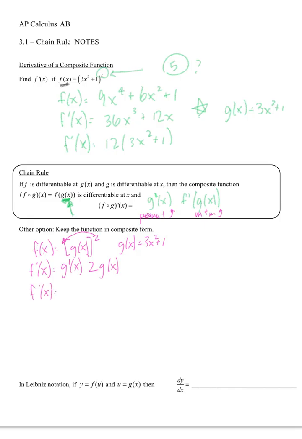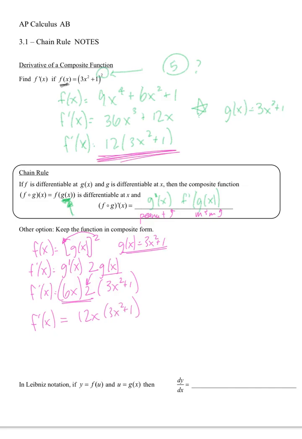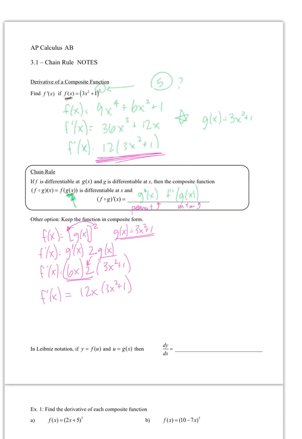So g prime of x, if this is g of x, is 6x. Then I've got this 2, and then the original function, which is 3x squared plus 1. Then I'm hoping you see, when I multiply these two together, that I get 12x times 3x squared plus 1, which was the original answer that I got up here. Okay, it's just using the chain rule.